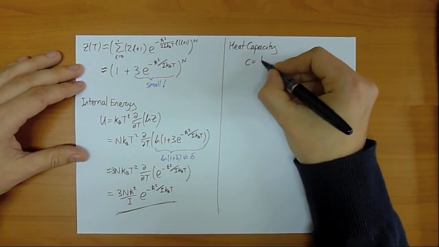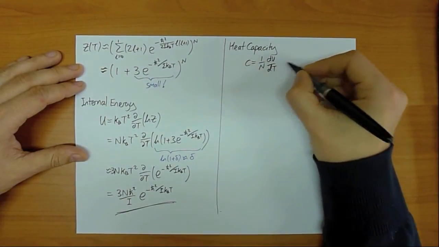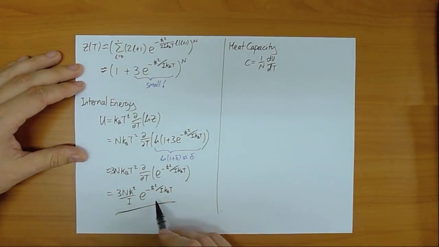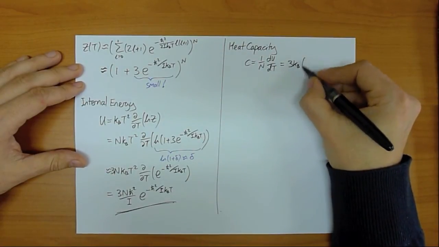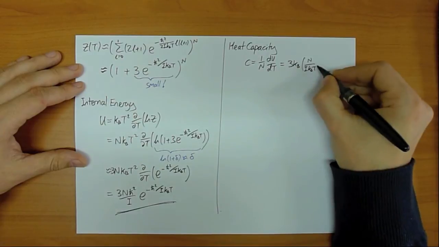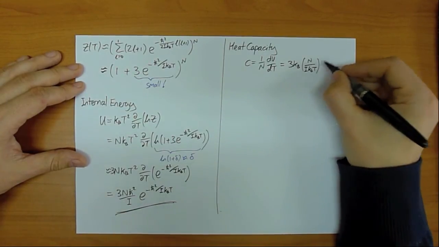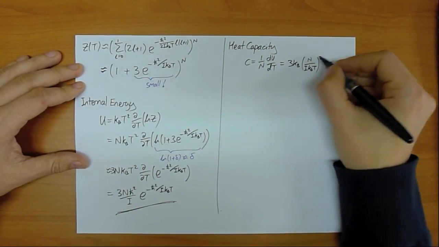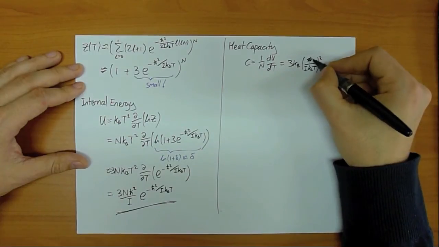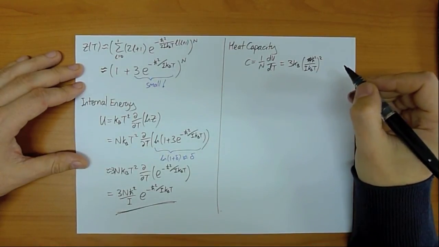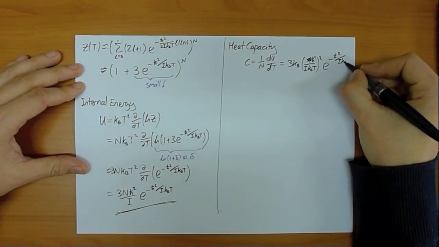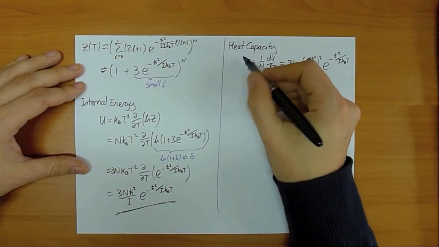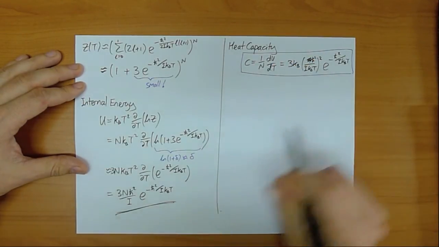Okay, so C per particle again, 1 over n dU by dT. U is this, so if I differentiate again, I get another factor like this down the front. So I can write this as 3 k_B times h bar squared over I k_B T, all squared, times the exponential e to the minus h bar squared over I k_B T. Okay. So this is our formula for the heat capacity in the low temperature limit.